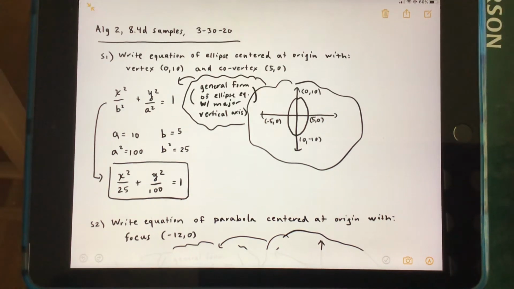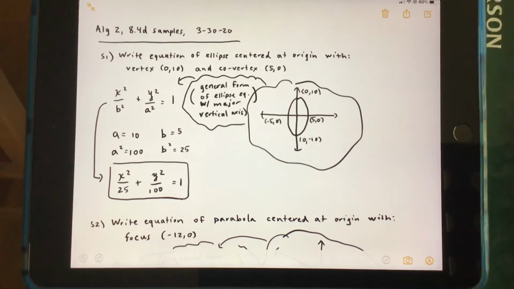Hello, Algebra 2. We're going to go over our samples 8.4D in preparation for a quiz for 8.4D. So we're going to be writing equations of different conic sections. Those are our ellipses and our circles and our parabolas that we'll be working with today.